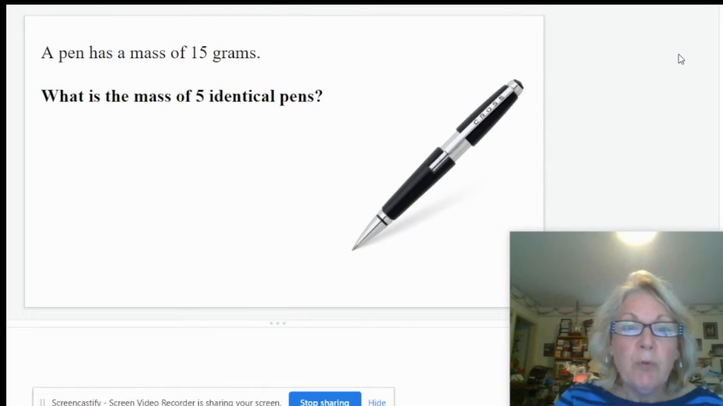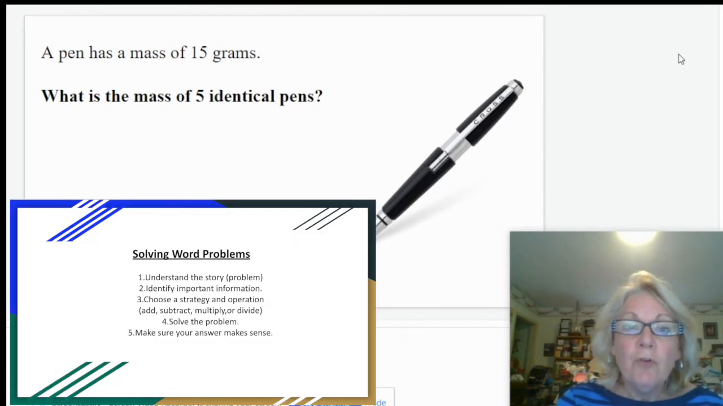Remember, when we're solving word problems, we have 5 steps. The first one is to read it. So let's read together. 1, 2, 3, read with me. A pen has a mass of 15 grams. Now we have the question. What is the mass of 5 identical pens?